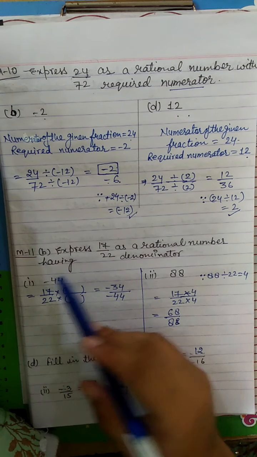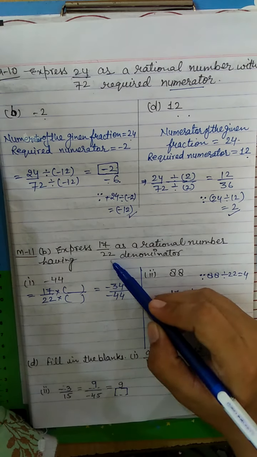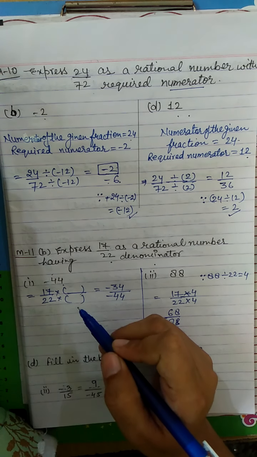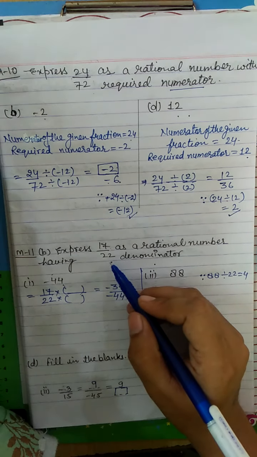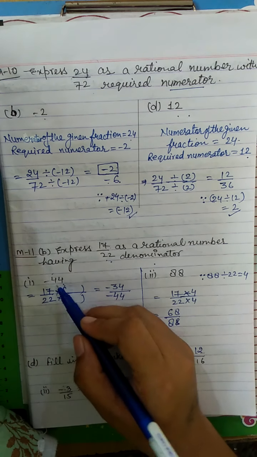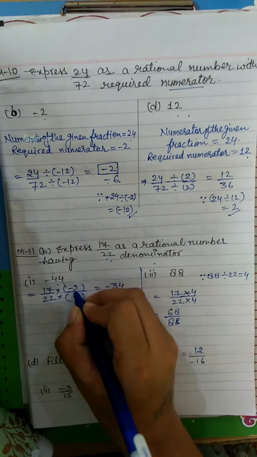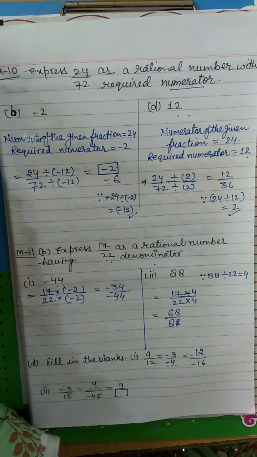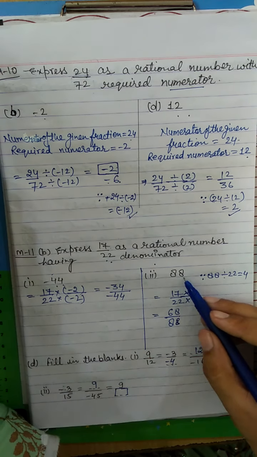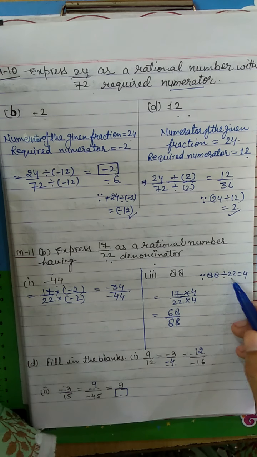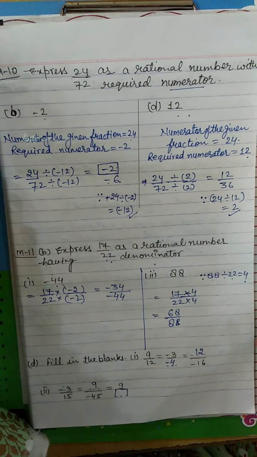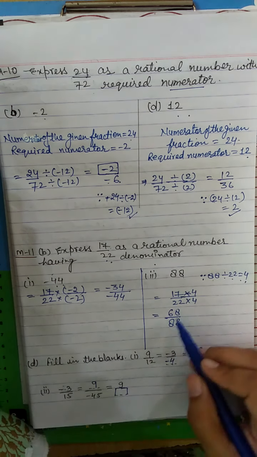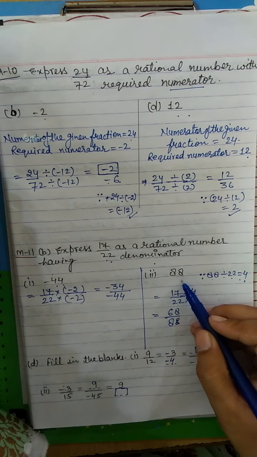Next, module 11: express 17 upon 22 as a rational number having denominator minus 44. What is to be multiplied to 22 to give minus 44? Minus 2. It's converted as the required denominator also. Next one, 88. 88 divided by 22 gives 4. Therefore 4 is to be multiplied to get 88.